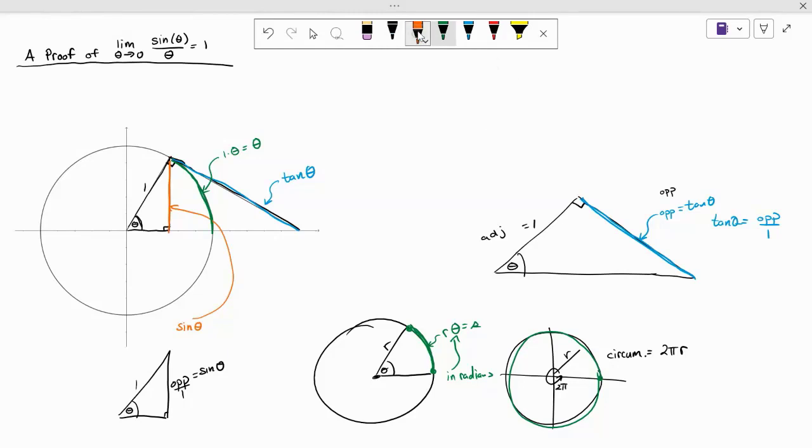So I hope then it's obvious that, let's just use our common sense, the orange segment we see is going to be shorter than the green curve, right? So sine of theta should be smaller than theta, right? I'm comparing the orange to the green lengths, so this is in terms of length. And theta, in turn, will be smaller than tangent theta. So the green length is shorter than the blue length.